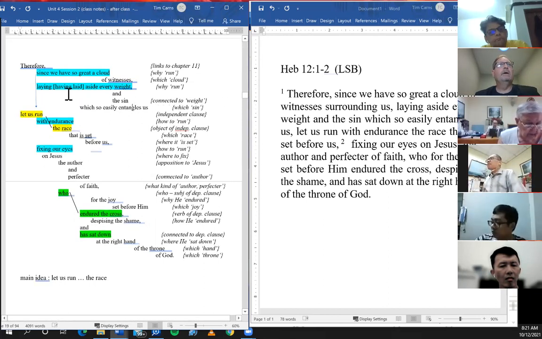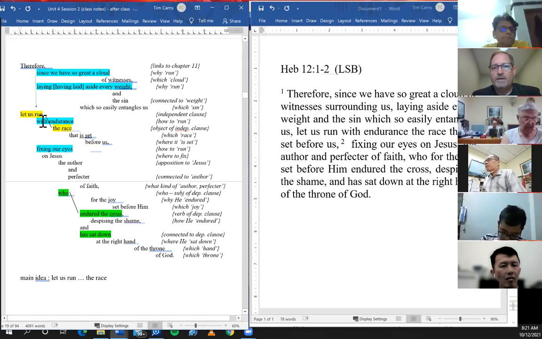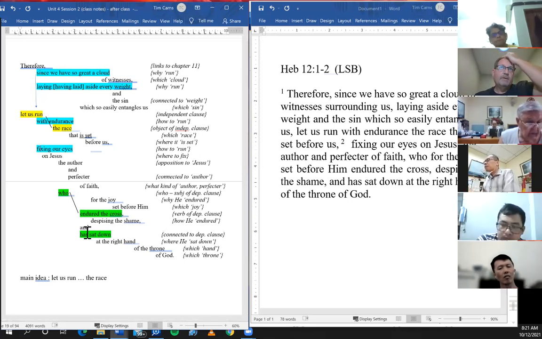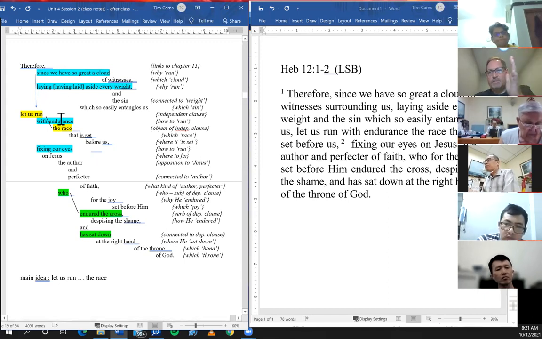So those are, I think, why he puts the two motivations first, before the command, and then after the command, he gives the two ways. How do we run? We run with endurance, and we run by fixing our eyes on Jesus. And then under Jesus, he has several descriptions of him. I'm going to come back to this in a minute, but I just want you to see, we can see by the diagram sort of the order of priority.